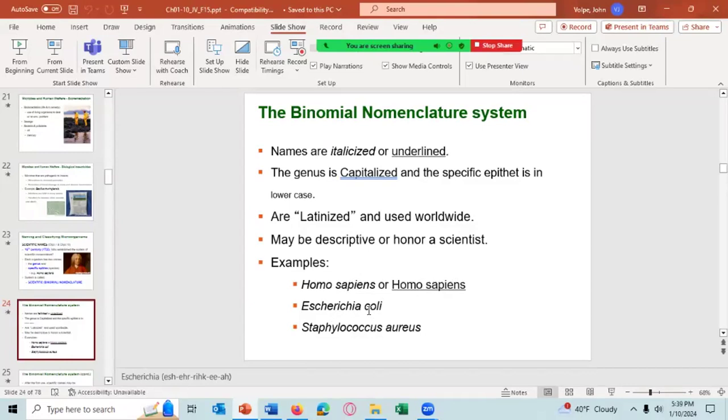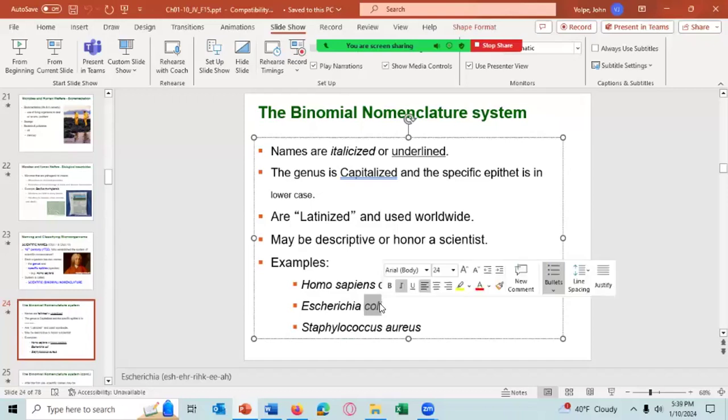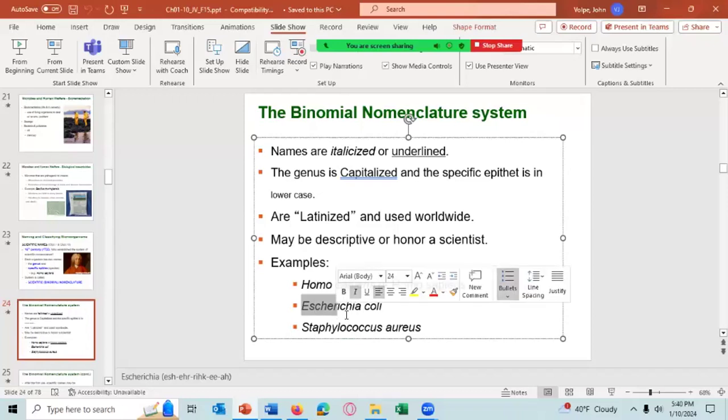Escherichia coli. Coli is descriptive. You can find E. coli in the colon. So coli is descriptive. Escherichia is actually named after an early microbiologist, Dr. Ascher, and I don't know how you say that name. Escherichia coli is named after him. He did not discover it. Somebody gave it that name to honor him.